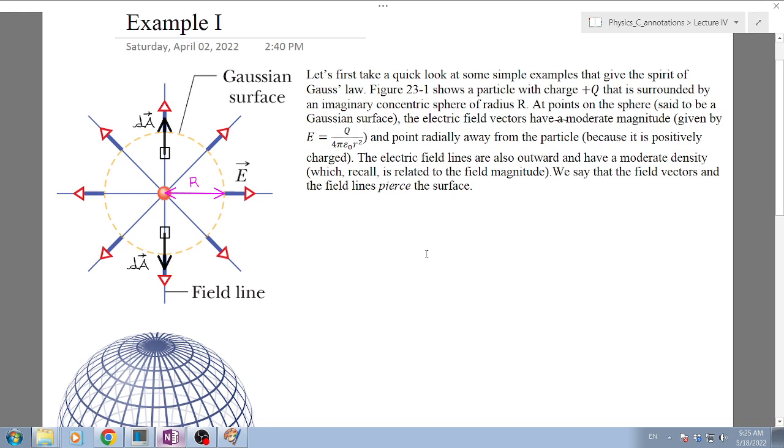To consolidate this new knowledge about the electric flux, I would like to solve one example. This is something that we did already in the previous lectures. Let's consider that you have one particle here, and this particle has a positive charge Q, and you are interested in calculating the electrical field of this charge at a particular point in space.